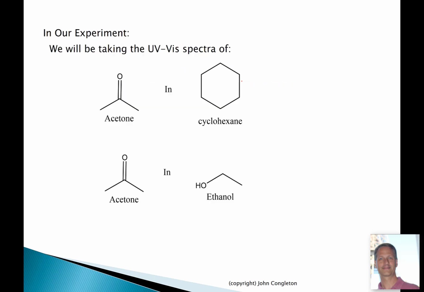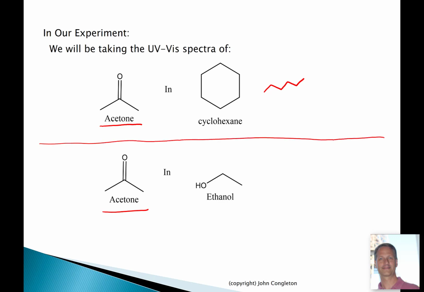Now, in our experiment, we'll provide this data to you, or we'll carry it out in our lab. We're going to be looking at the ultraviolet spectra of acetone, and we're going to be doing that in two different solvents. First, a nonpolar solvent like cyclohexane. Sometimes we actually will use hexane, but both of those are nonpolar. So that's going to be our first set of data. We'll get a UV-VIS spectrum of that.